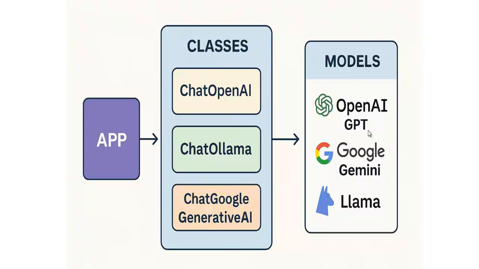So once you use these classes, Langchain will handle all the communication with the model behind the scenes, like sending the request, getting the response and passing it back to your app in a standard format.